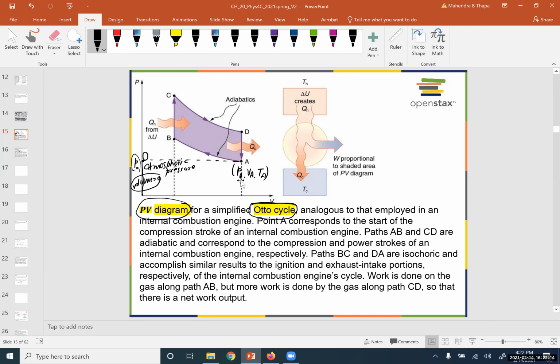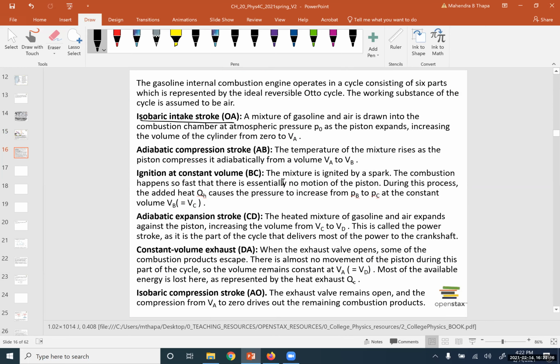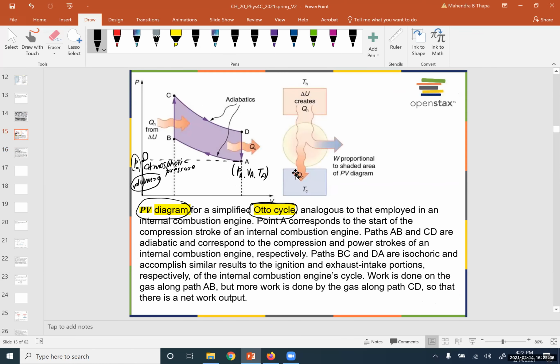Then let's start the next stroke. After that, adiabatic compression happens. The temperature of the mixture rises as the piston compresses adiabatically from volume VA to volume VB. Now the gas gets compressed, clear from here. At that location, we can say pressure is PB, volume is VB, and temperature is TB.